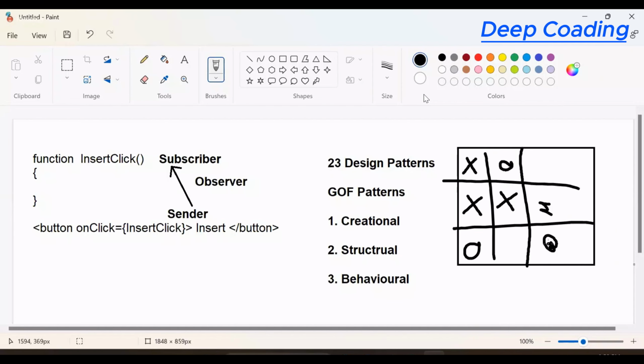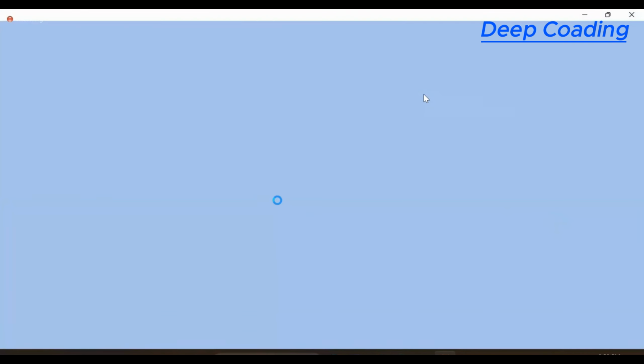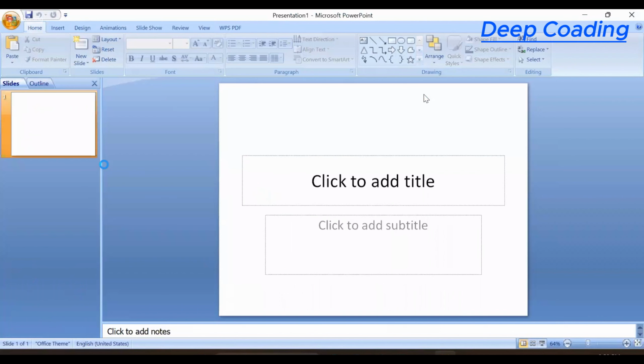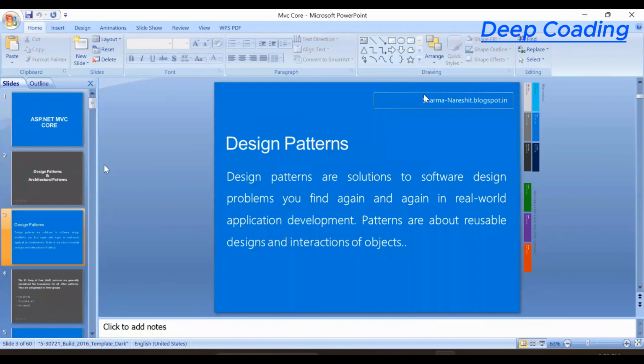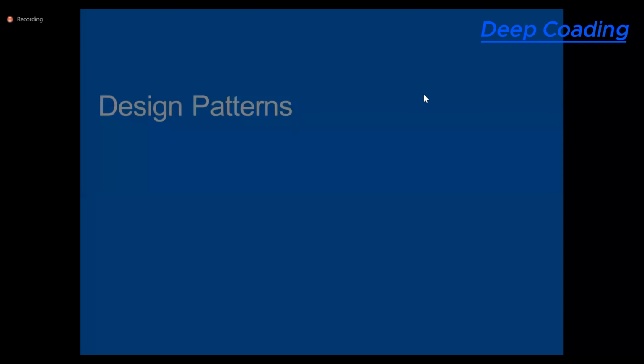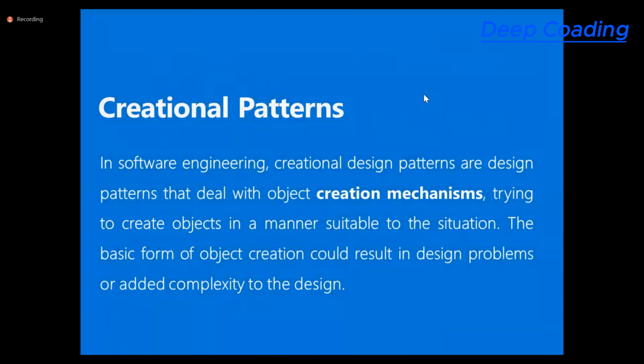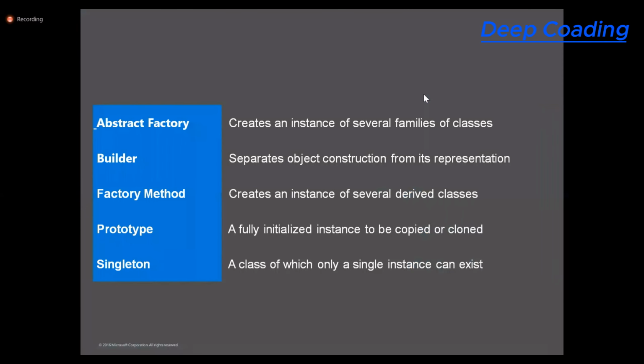And like that, there are 23 design patterns. It's a big concept actually. I just explained one scenario about that. And you can see these are all various software design patterns. We have 23 design patterns. We call them Gang of Four design patterns. They are categorized into 3: creational, structural, behavioral. And these are all creational patterns. Creational patterns are these: abstract factory, builder, factory method, prototype, singleton.